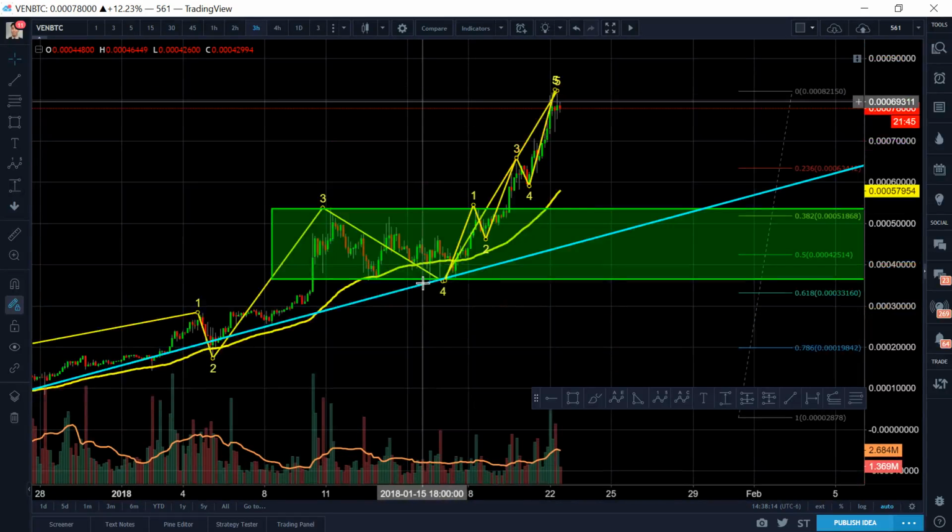So these are my thoughts on VEN right now. Congratulations to everybody that got into that trade. I mentioned if we broke above 53,800 Satoshi, that we would hit around the 78,000 range. And here we are, guys, right on the mark. So congratulations. I'm really happy for you guys with your 100% gains if you took that trade opportunity there.